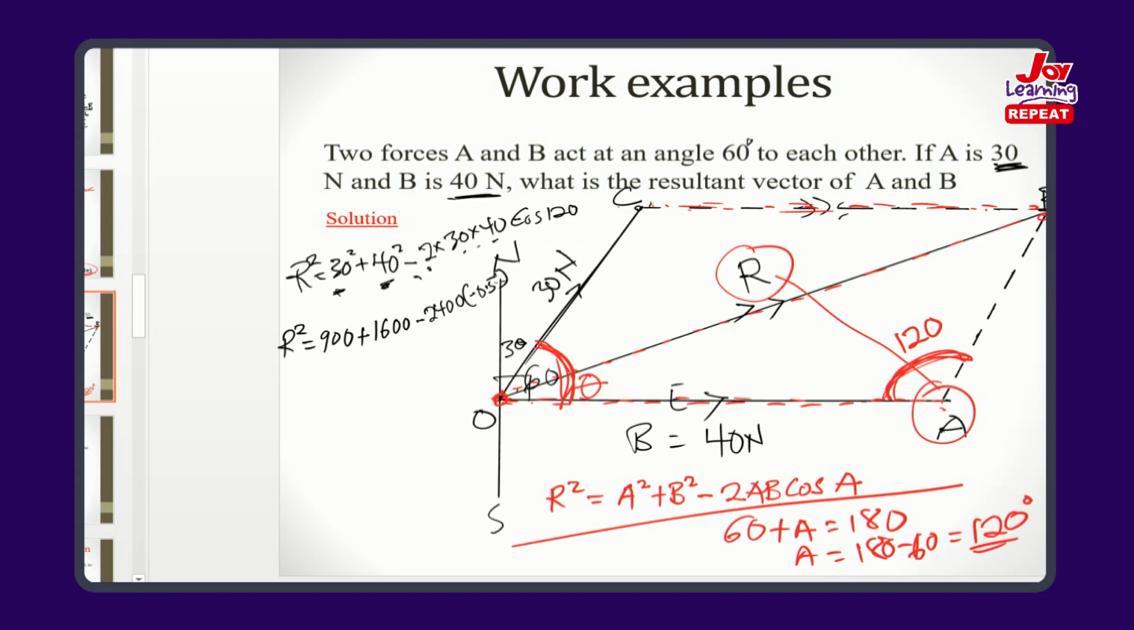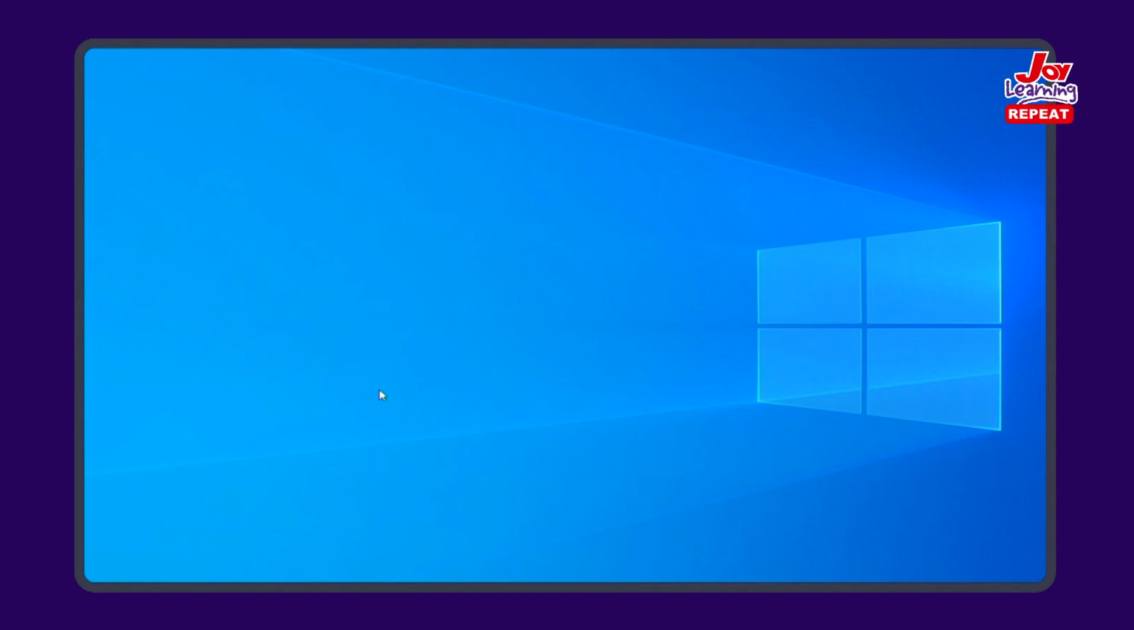I hope we are following. Good. So let's continue from there. We now have our r squared to be equal to, when you add 900 to 1600, what do you get? 900 to 1600, you get 2500. Good.